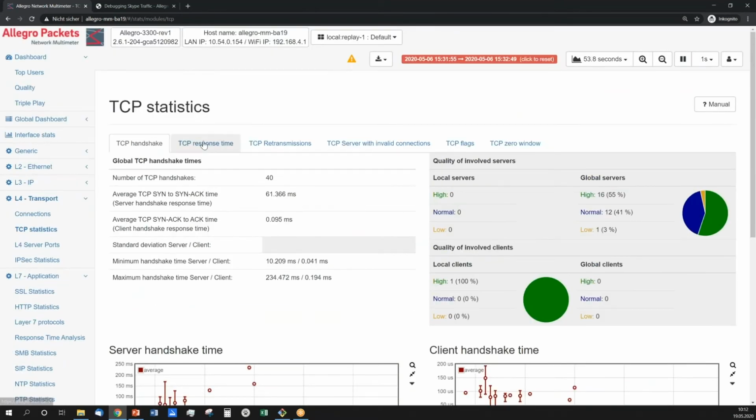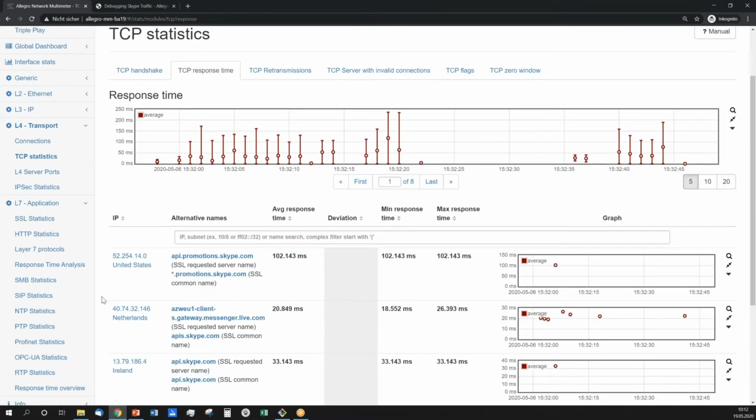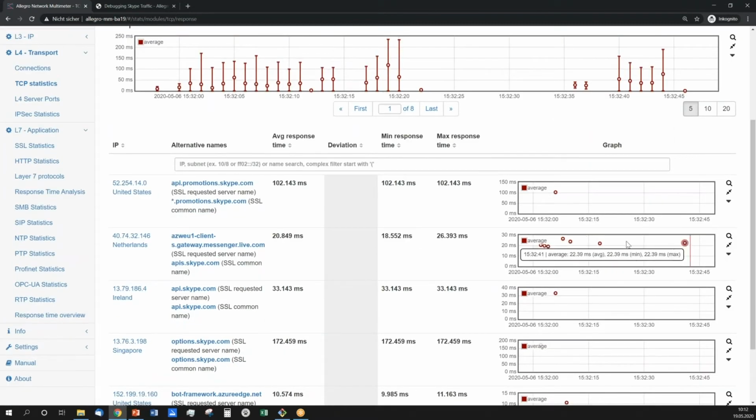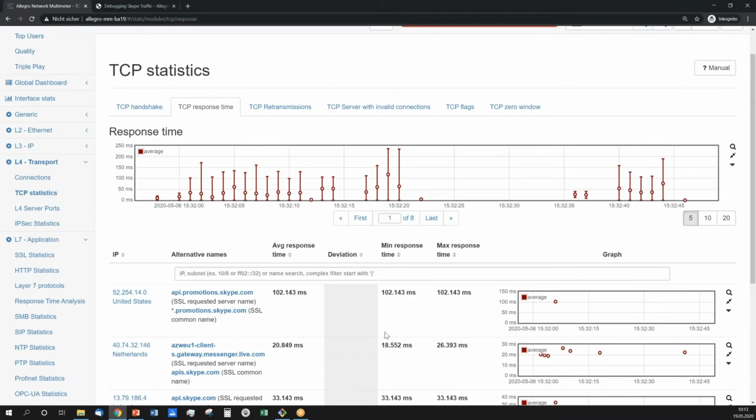And of course, that makes the service quite slow. Also, where you can see a lot of details is, of course, TCP response time. So how long did the TCP stack need to acknowledge received packets? For example, here we see on promotions.skype.com it was about 100 milliseconds. Others were faster. And longer round trip times are always a good indication that there's an overload somewhere in the path, which causes buffers to be filled and longer round trip times.